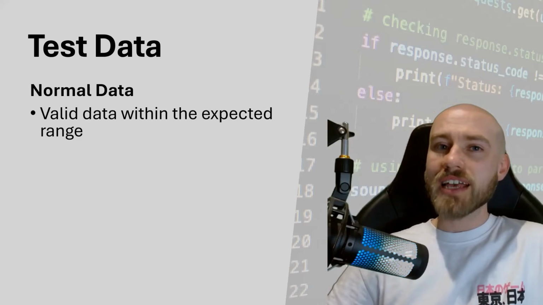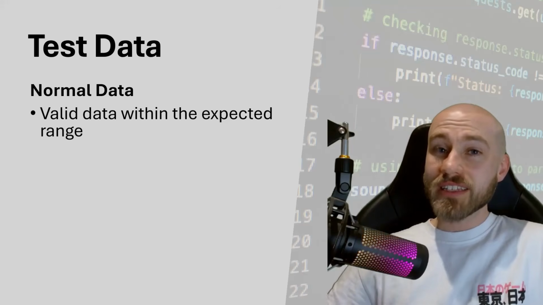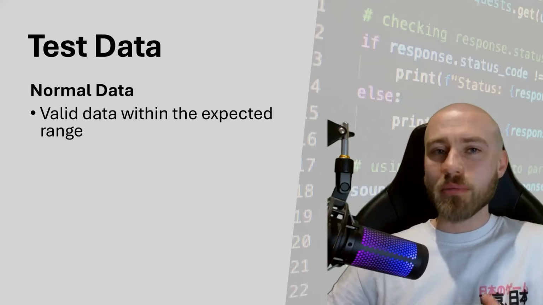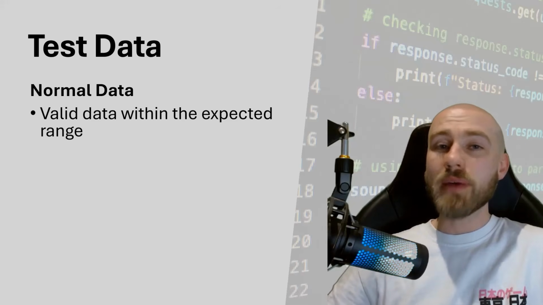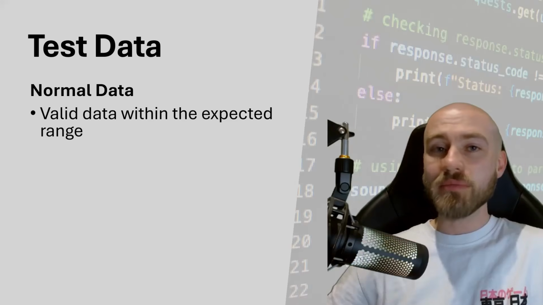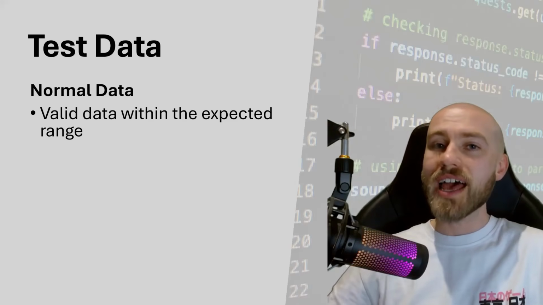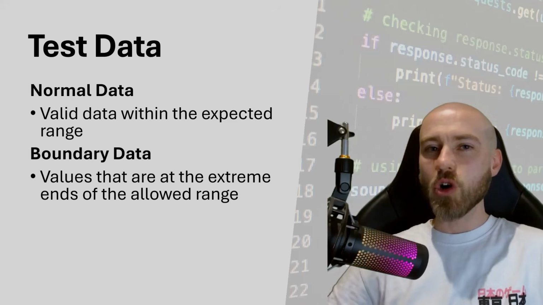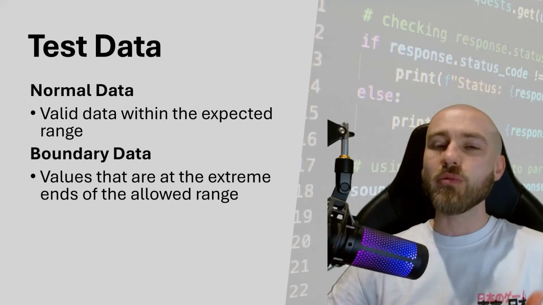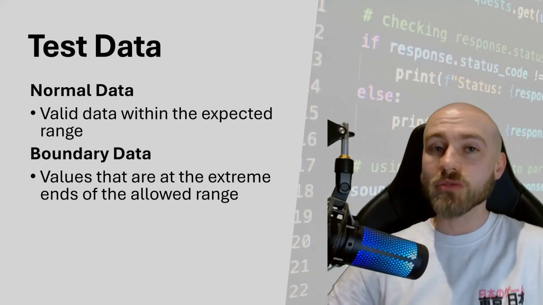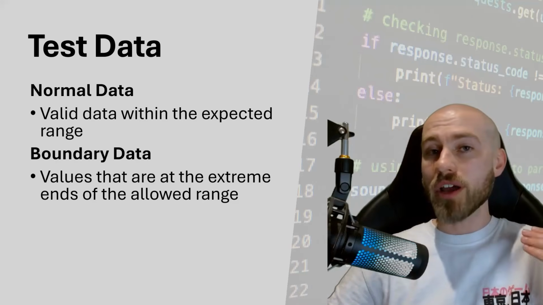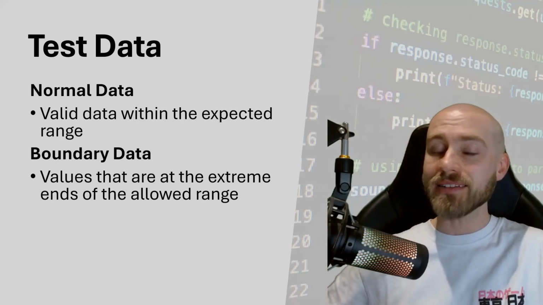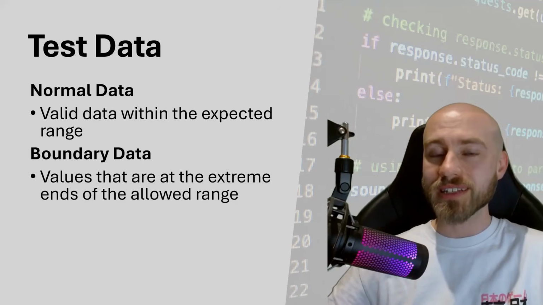The first type of test data is normal test data. This is where you're putting values in that the program expects. So if it expects a number between 1 and 10, it can be any of those numbers between 1 and 10. Boundary data is a little similar, where it is classed as normal, however it's right at the edge of what should be accepted. So if it was something between 1 and 10, you might put in a 1, you might put in a 10. That's at the very boundary of what should be accepted.